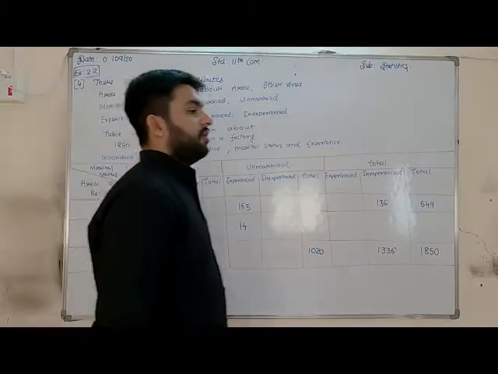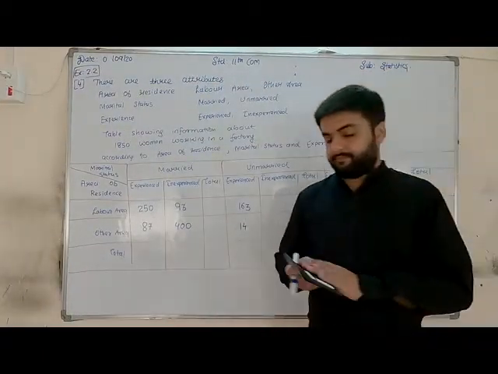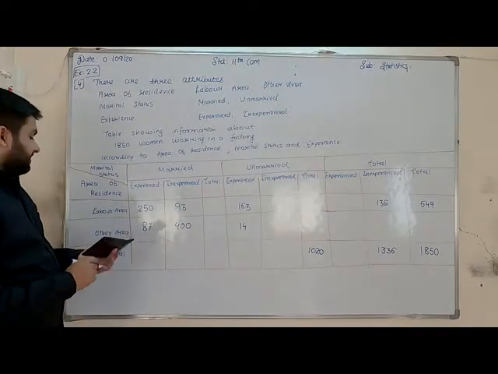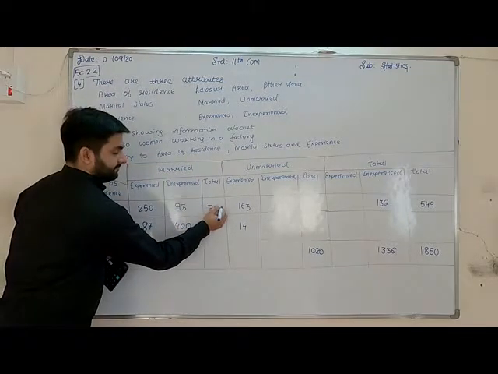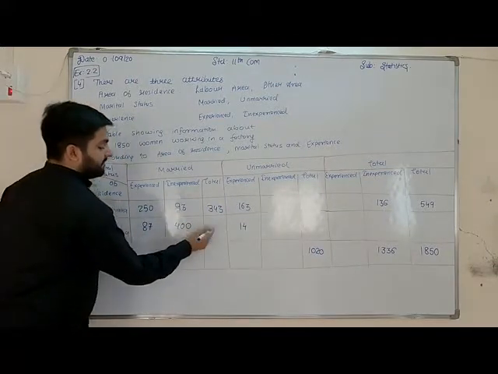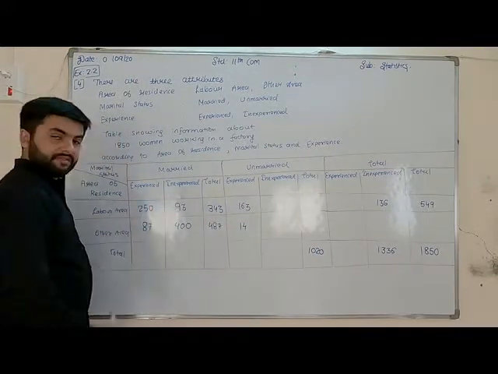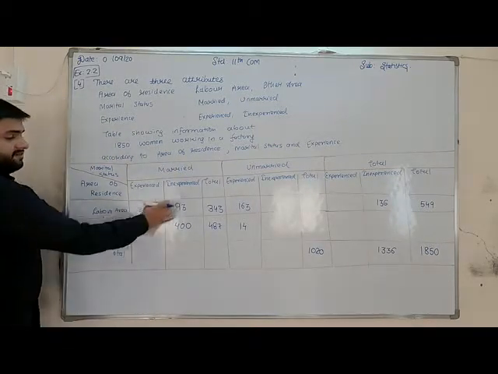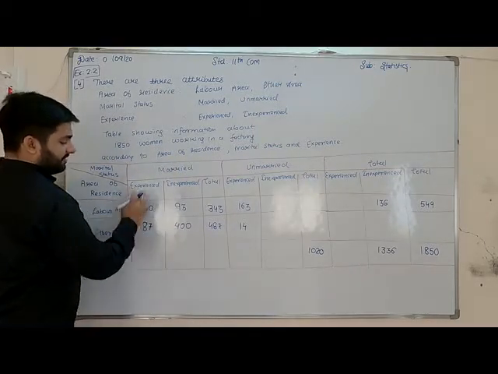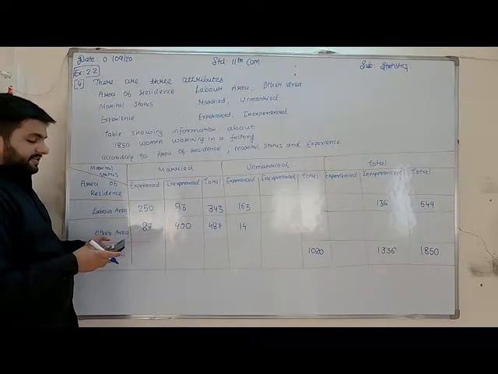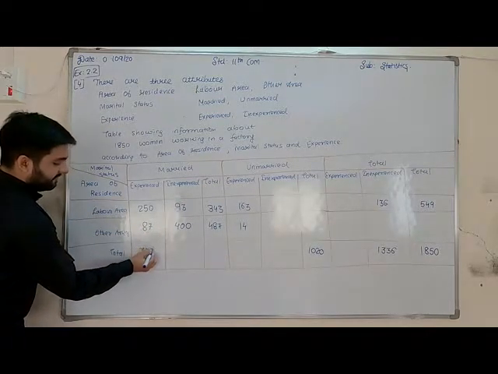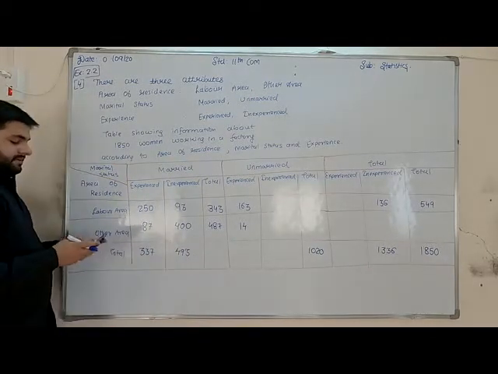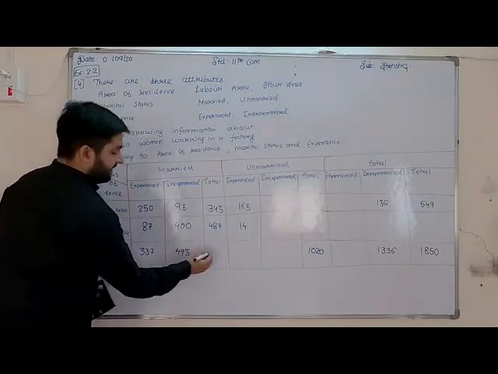Now we will fill out the columns using totals. Horizontal total of 250 and 93, so 343 total. Horizontally 87 and 400 is 487. Then in this only, first we are talking about merit itself. We have done horizontal totals, now we will do vertical totals. 250 and 87 is 337. 93 and 400 is 493. And 343 plus 487 is 830.